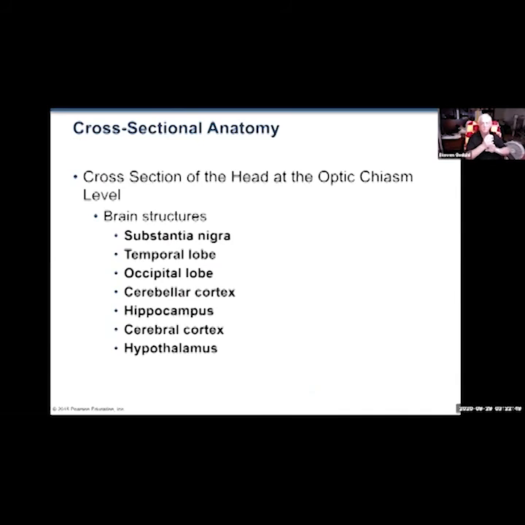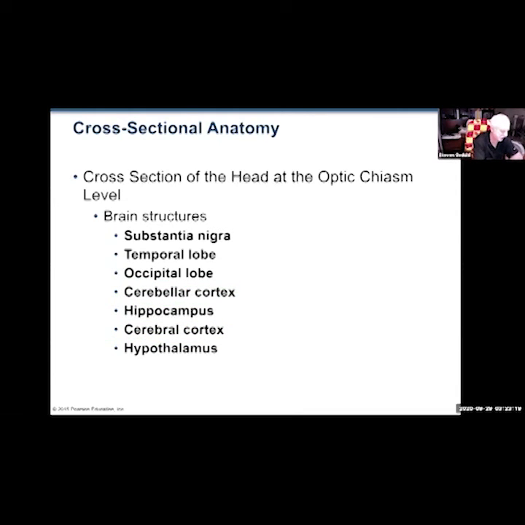Okay, brain structures. We haven't got into the nerves yet, but we will. The substantia nigra, the temporal lobe, occipital lobe. Okay, the cerebral cortex, the hippocampus, the cerebellar cortex, and cerebral cortex. Cerebellum is what's called the little brain, the one behind the skull in the back there. And the cerebral cortex is your main brain, your frontal lobe, and all that. And then your hypothalamus, which regulates your body.